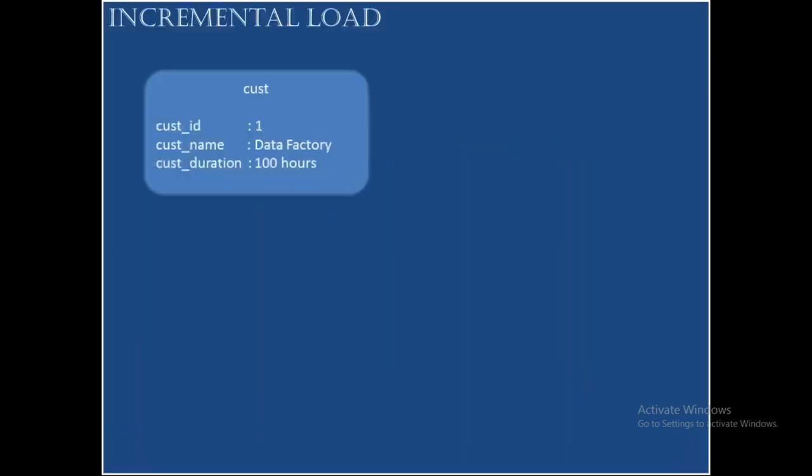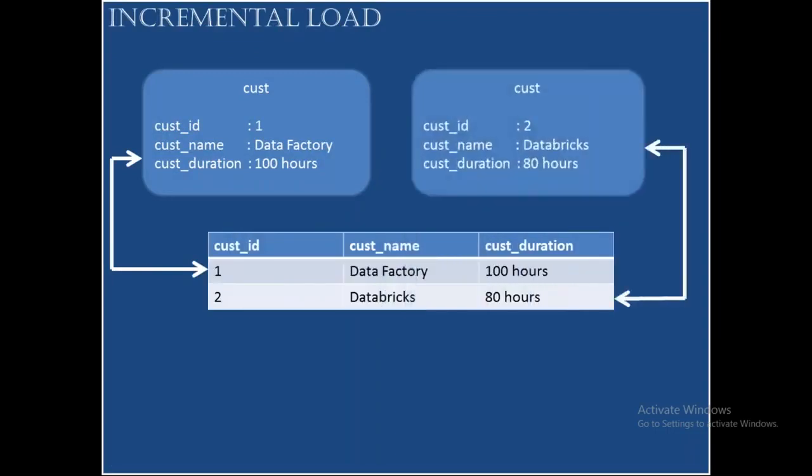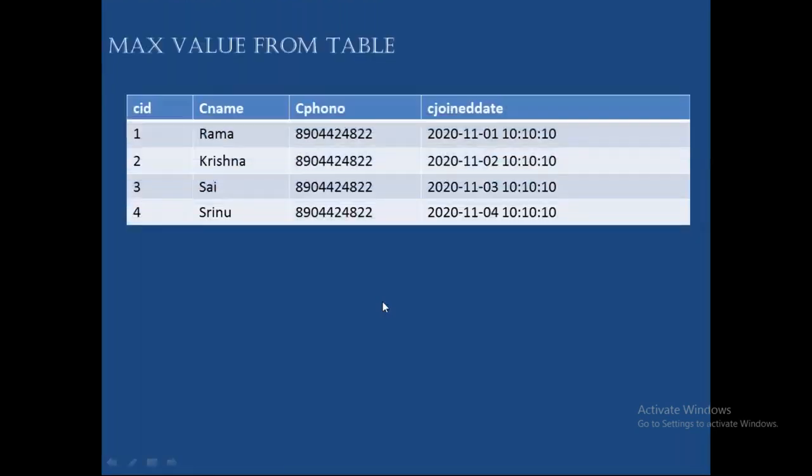Fine. Now incremental load. See, I have this customer record, I'm inserting it into this table. Now I have another customer record, I'm inserting it into this table. That's how the table gets the records. Now the max value from this table: what is the max CID in this table? What is the max date time in this column? The max ID is 4, and the max join date is 11/04.